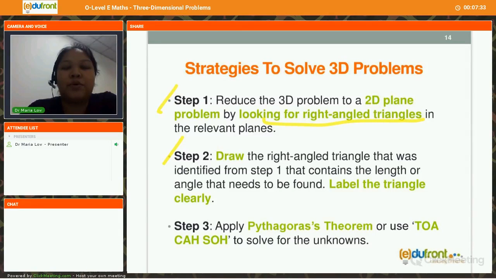And what is most important at this point in time is to label the triangle clearly. The third step is to apply Pythagoras theorem or trigonometry to solve for the unknowns, since we are already dealing with a right-angled triangle.